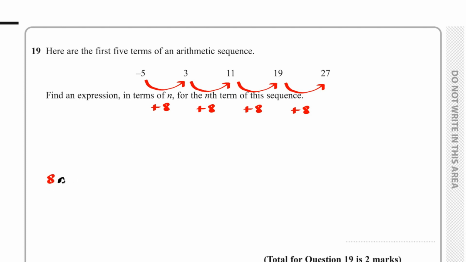So we have 8n. And to find the 0th term, we have to subtract 8. Negative 5 subtract 8 is negative 13. So for our nth term, we have 8n subtract 13.